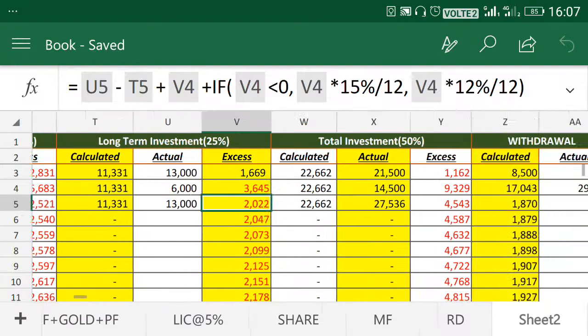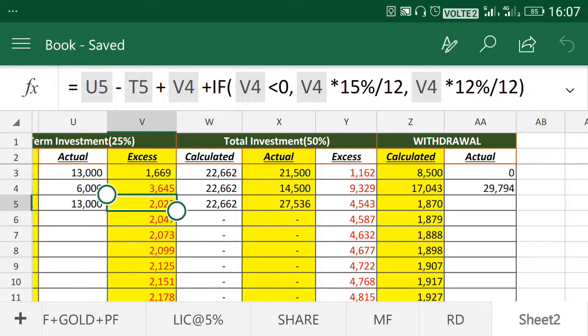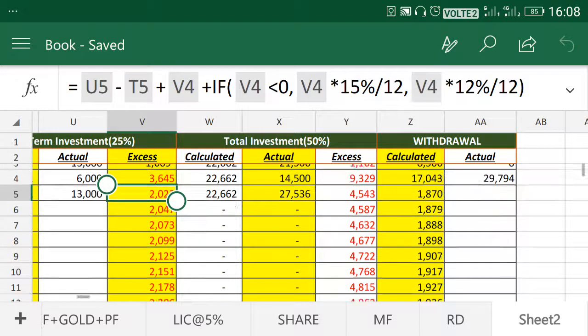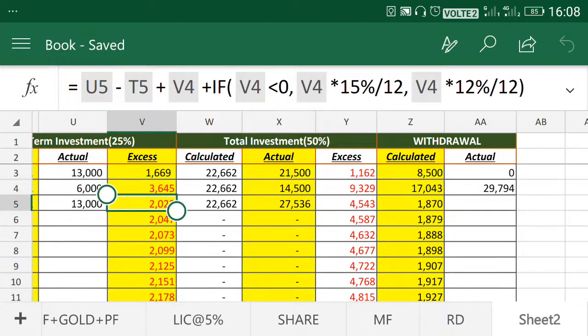And same here also, you see the calculated withdrawable amount. It is now, see, in the month of June it is showing 1,870 rupees. So you are now eligible to withdraw this much only. In the previous month what happened, the withdrawable amount was 17,000, but the actual withdrawal was more than that, 29,000. So that's not a good sign, but maybe due to some unavoidable reason it happened. But you have to try to make it according to the calculated value. So this way it will help you.